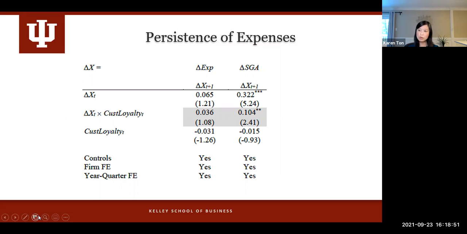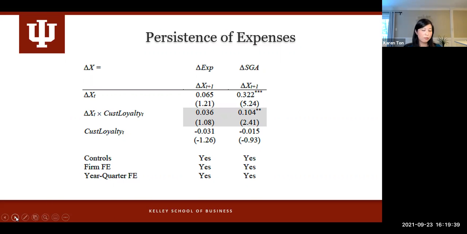So your SG&A cost focuses on items such as rent, salaries, advertising, and marketing expense. When we look at the relationship of customer behavior and its interaction with the persistence of expenses, we saw that it's not associated with total expenses, but it is positively and significantly associated with selling, general, and administrative expenses. That tells us that the relationship we documented between customer behavior and earnings persistence is really working through revenues. So customer behavior is most meaningful in helping us understand revenue quality, and SG&A expenses are also relevant to that.